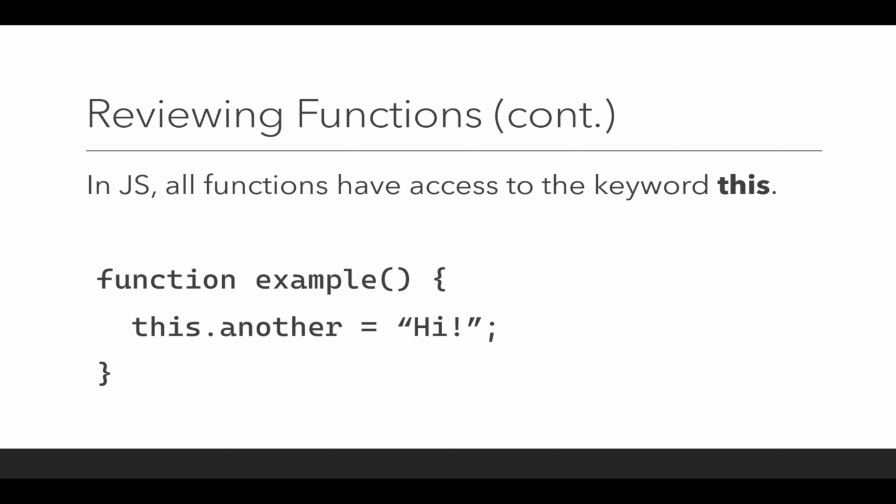In JavaScript, all functions also have access to the keyword this. Now, the keyword this can appear to be a little confusing at first. But the reason why the keyword this exists for functions is because a function is a kind of object in JavaScript. We know this because it has curly brackets. Everything using curly brackets in JavaScript is a kind of object.